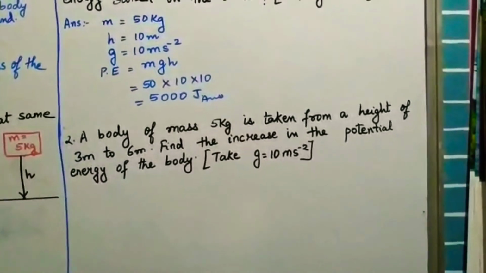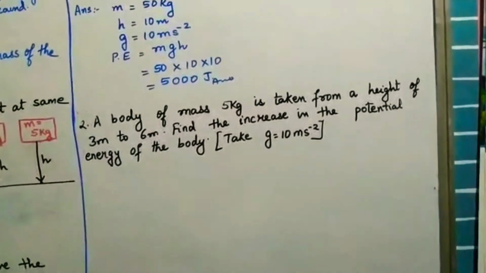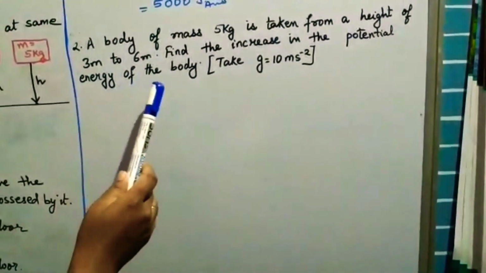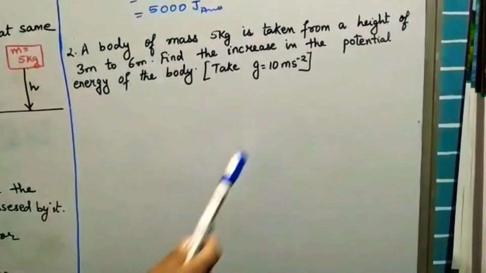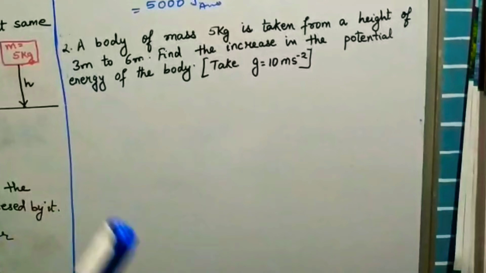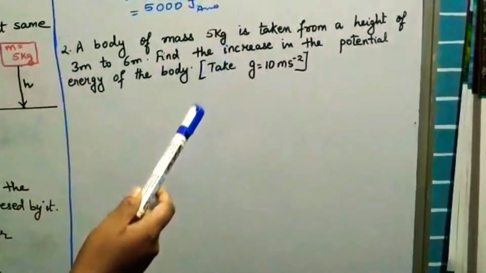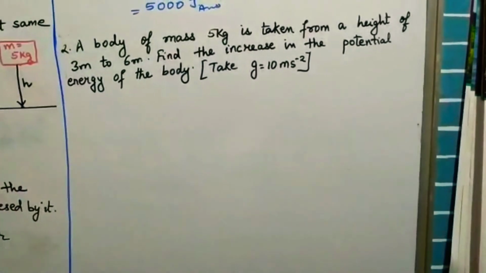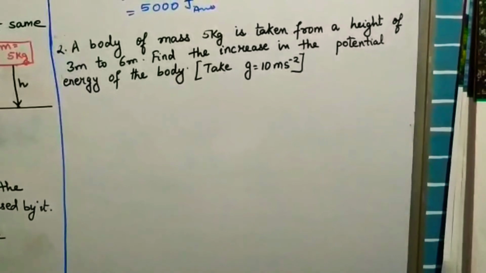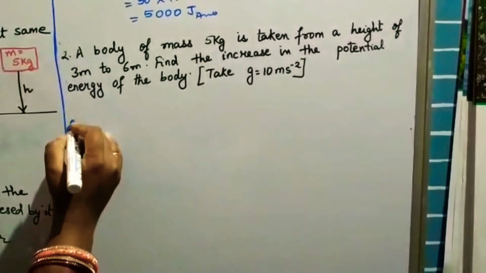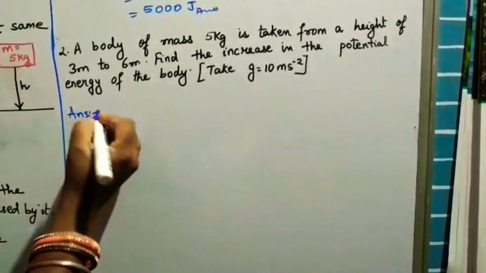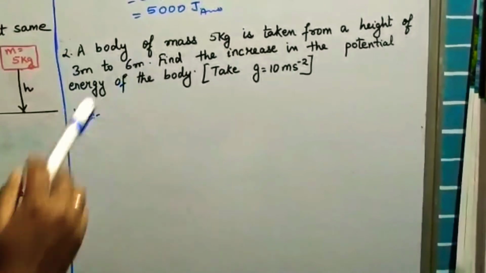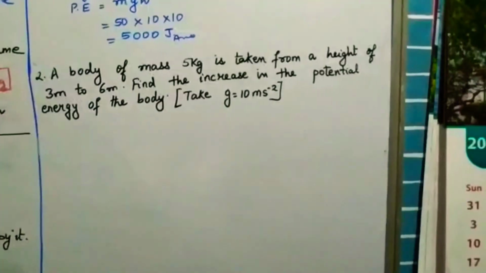A body of mass 5 kg is taken from a height of 3 meter to 6 meter. Find the increase in the potential energy of the body. Take g equal to 10 meter per second square. Now in this case, you are told that the body of mass 5 kg is taken from a height of 3 meter to 6 meter. That means the height of the body is increased. Now what is the increase in the potential energy possessed by that body? For this, we can do it in two ways. Either you can find out the potential energy at 3 meter, then find out the potential energy at 6 meter, and then subtract.